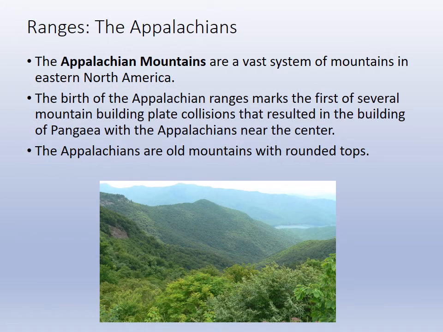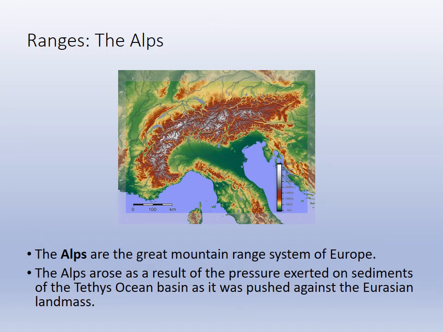The Appalachians, an old mountain chain. You can see how erosion has rounded them off and they're not jagged. They're not the high peaks anymore. They're covered in vegetation. The Alps, the great mountain range of Europe. Remember, the Mediterranean is closing and the Tethys Ocean Basin has been pushed into a landmass. The Alps are the result.